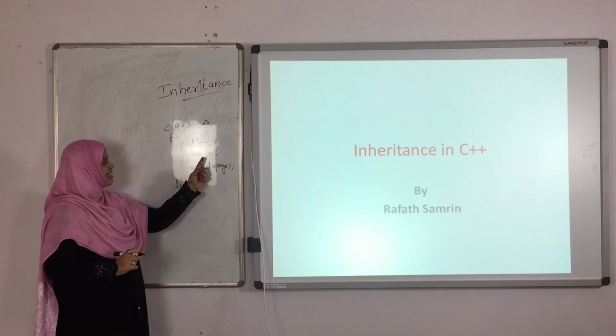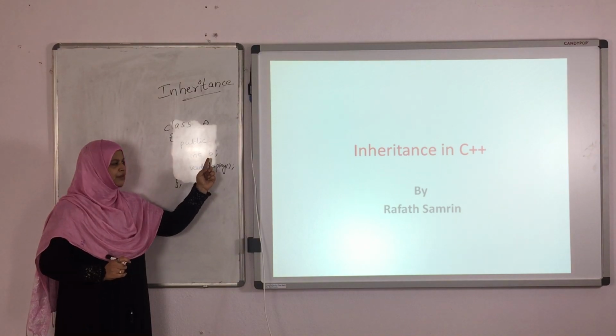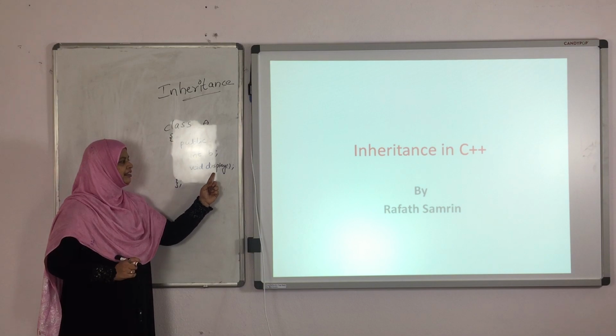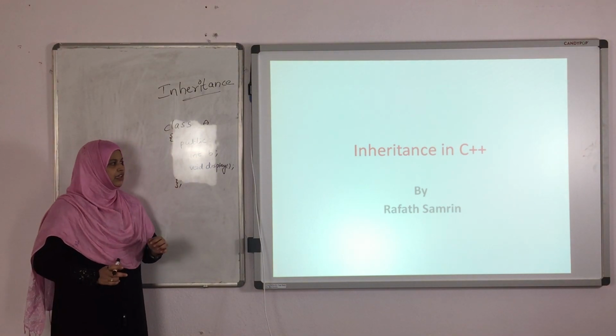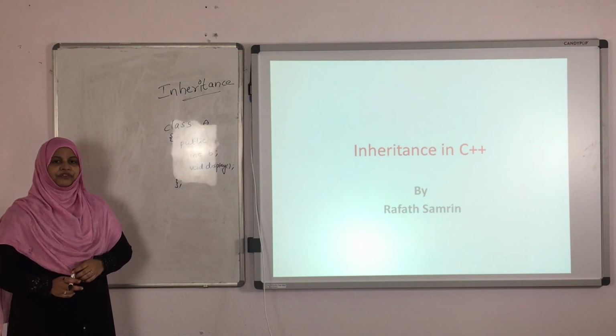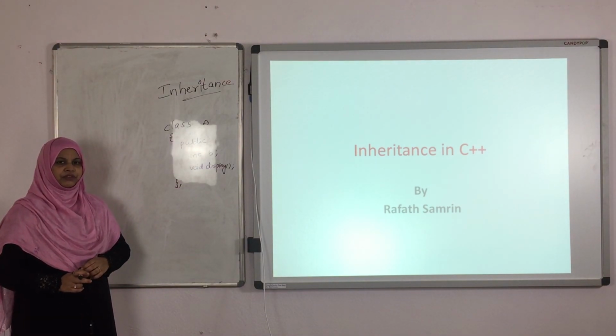Class A is there. In this class A, I am going to declare one data member, that is b, and one function, that is the display function. Now I want to access this b and display function outside the class. How are we going to access them outside the class?